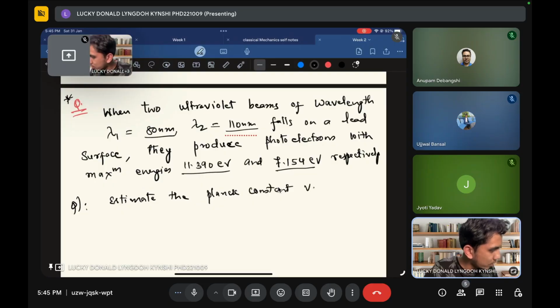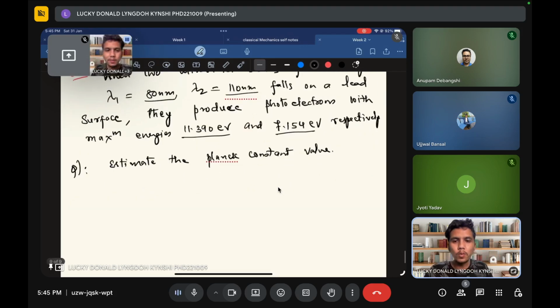Constant value. Okay, this I have taken from one of the textbooks, the references which I have given to you. Okay, from one of them. So for the solution, you use the photoelectric equation.